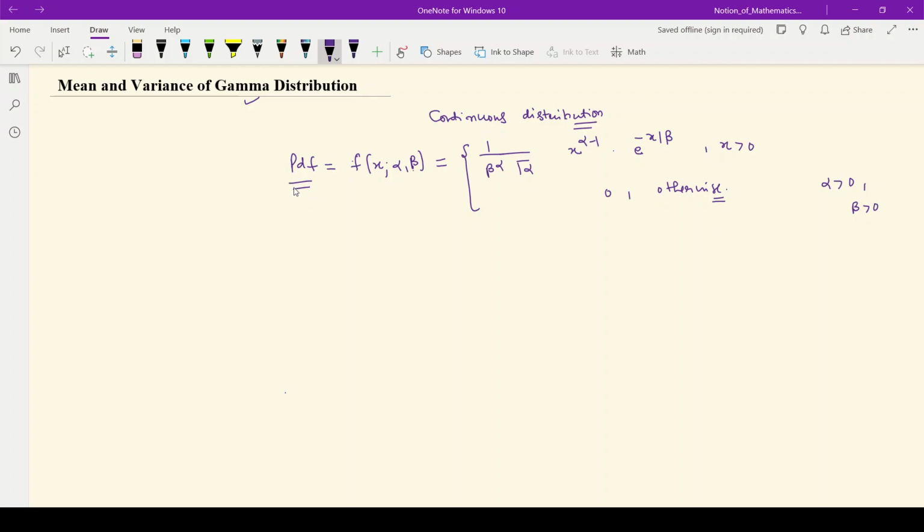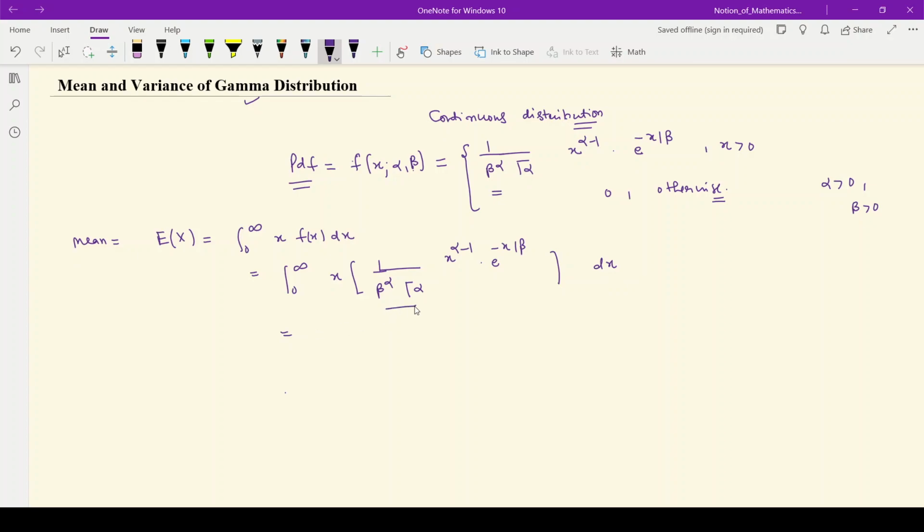Now since we have this probability density function, we can move ahead towards the mean of the gamma distribution, and we know mean is nothing else but expectation of x. So how can we write it? Integral from 0 to infinity of x into the associated probability density function. So that is the integral from 0 to infinity of x into, and what is the associated PDF? This one, that is 1 upon beta to the power alpha into gamma alpha x to the power alpha minus 1 into e to the power minus x upon beta dx.